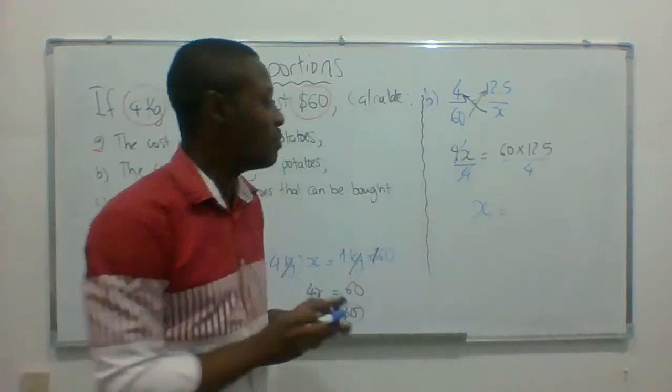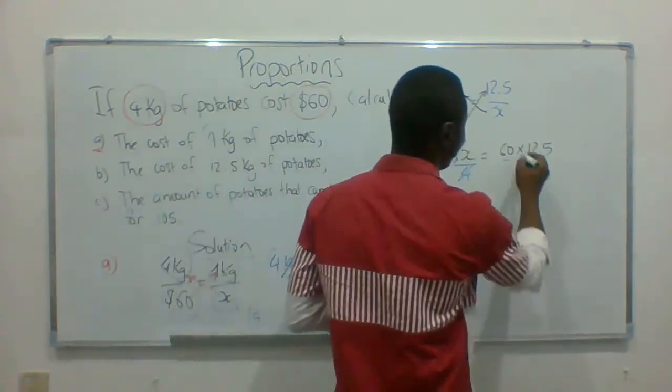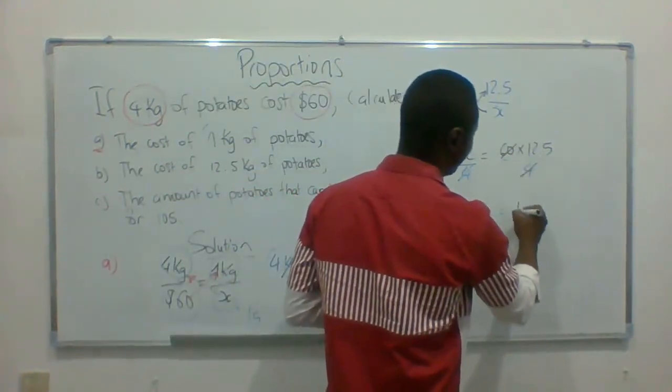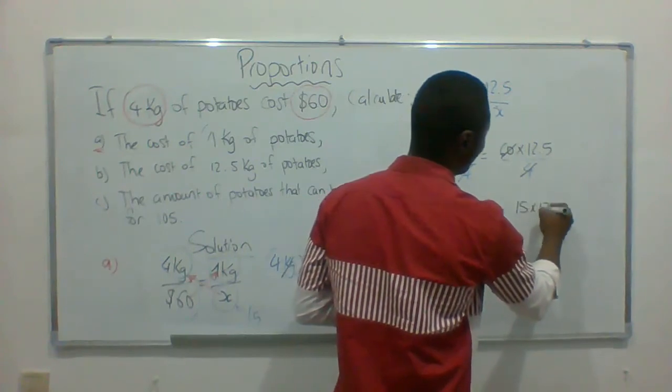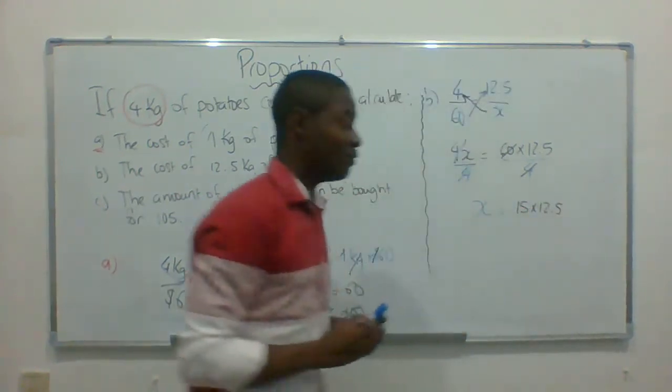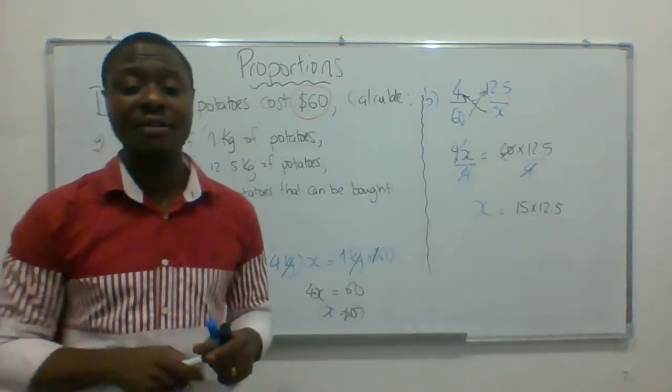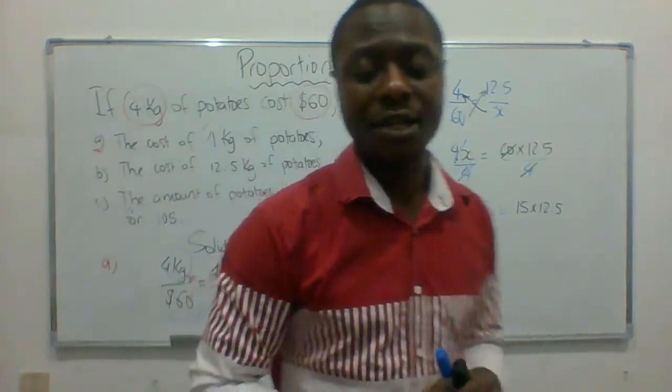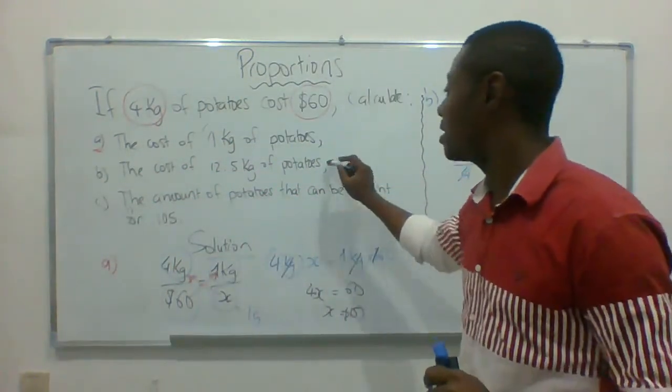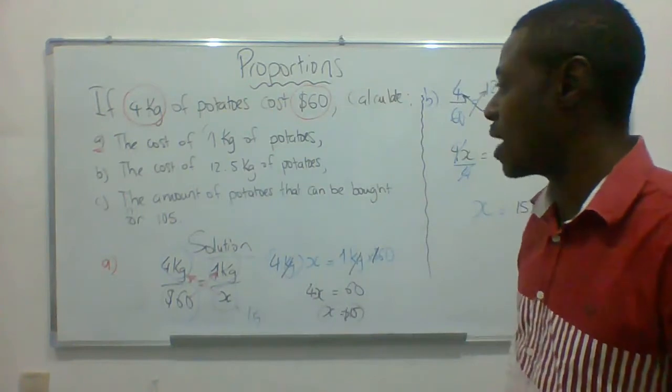Now let's determine the value here. Then I can simplify by 4 and by 4. This is 15 times 12.5. When you multiply 15 times 12.5, you have the answer for the price of 12.5 kilograms.